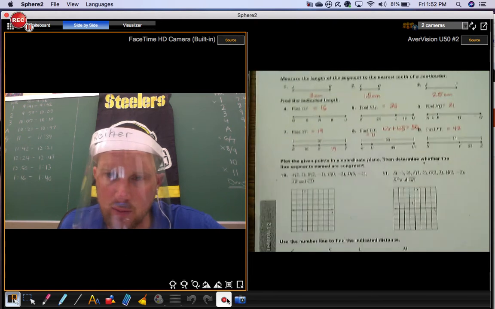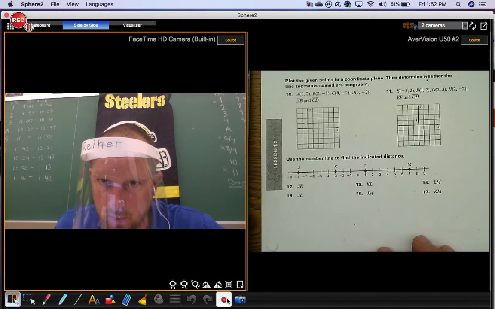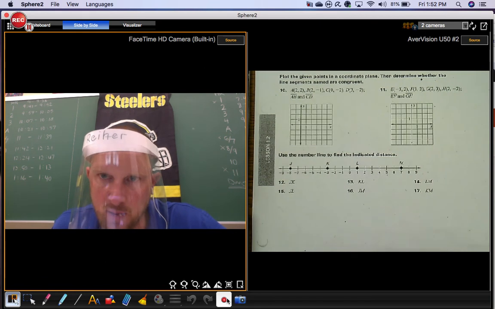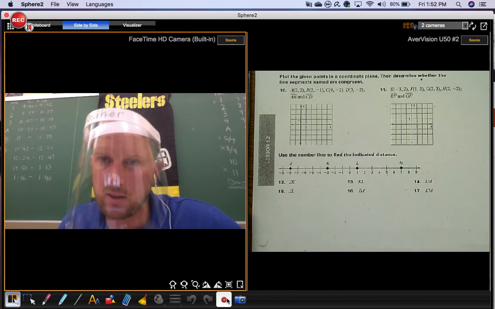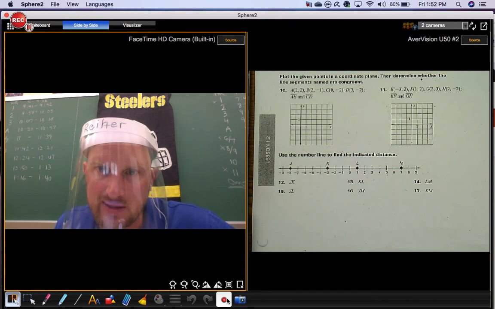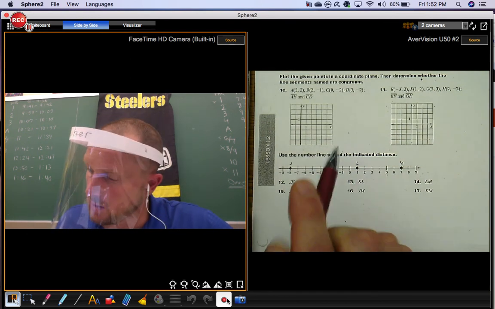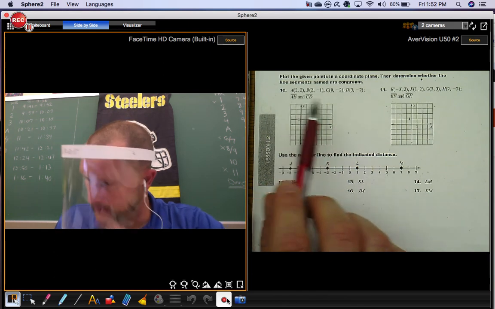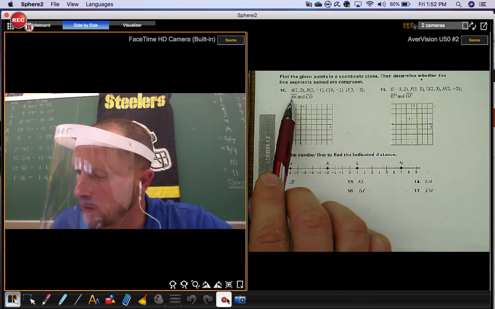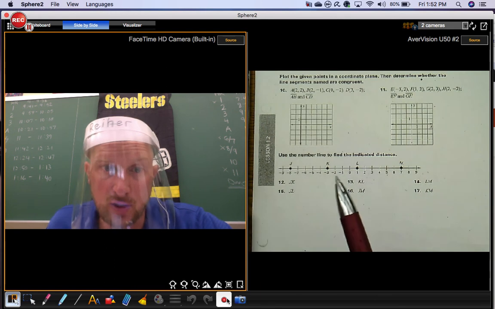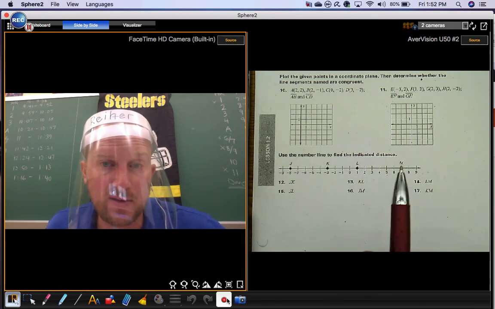It's practice A for 1.2. We left off with number 10. We're going to plot the given points in a coordinate plane, then determine whether the line segments named are congruent. So they give you four ordered pairs. They want to know if segment AB and segment CD are congruent segments. Remember, congruent segments have the same length.